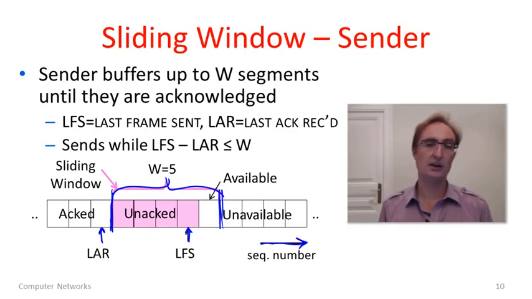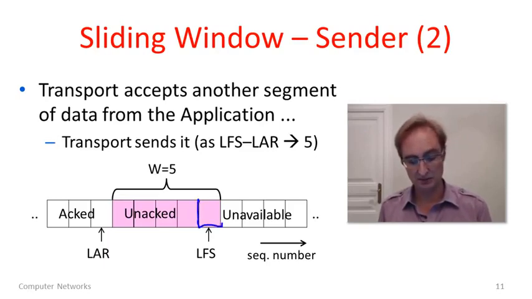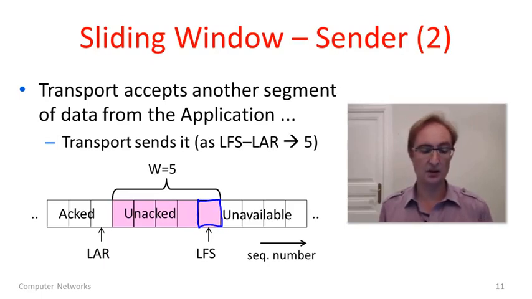It evolves as we send new packets and receive ACKs. So a couple of things could happen here. What could happen? Well, one thing that could happen is the transport layer could accept another segment from the application, and that would be this segment here. And in this case, it can go ahead and send it. Why? Because we only had 4 packets outstanding in the network, and our sliding window size is 5. If we send this one, now we have 5. And you can see I've updated LFS here. I haven't updated LAR because we haven't received any acknowledgements.